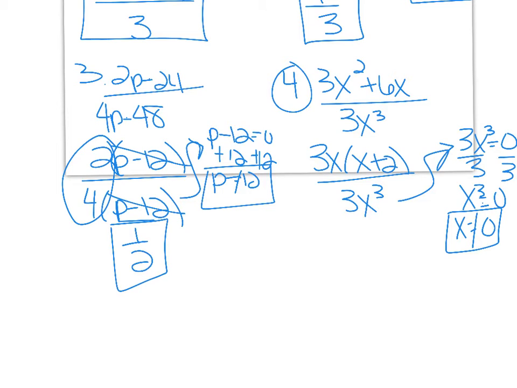So once you state your excluded values, go back and see what you can divide out. Divide out common factors. I see that they have a 3 in common. They also have an x in common. So one of those x's in the denominator is going to cancel out. So my answer should be x plus 2 over x squared.